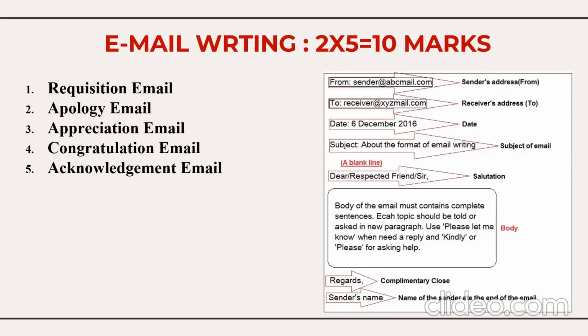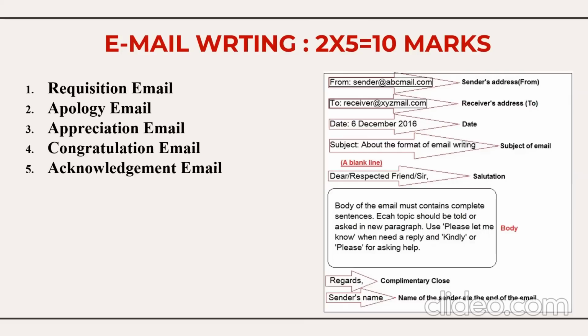Email writing has the weightage for 10 marks for the 4th semester BCom BBA Generic English under BCU syllabus. So this is the format of email writing: from email address to email address. Date you need not write, don't write date by default. Subject, then salutation, body, and complimentary clause, and the sender's name or the designation.